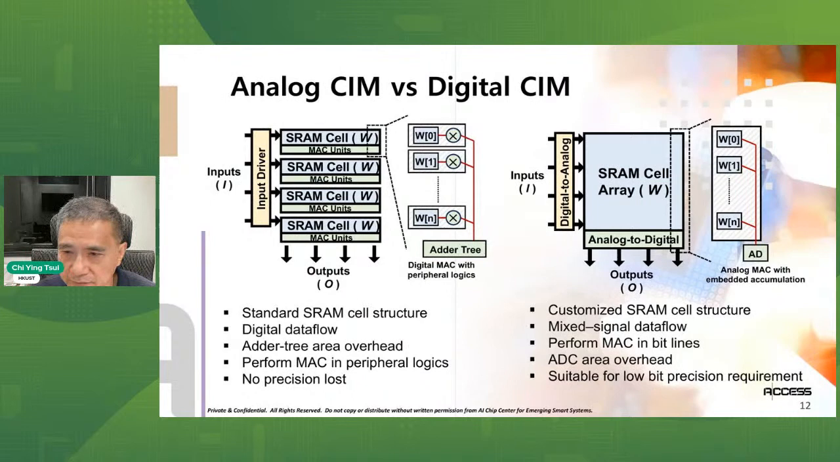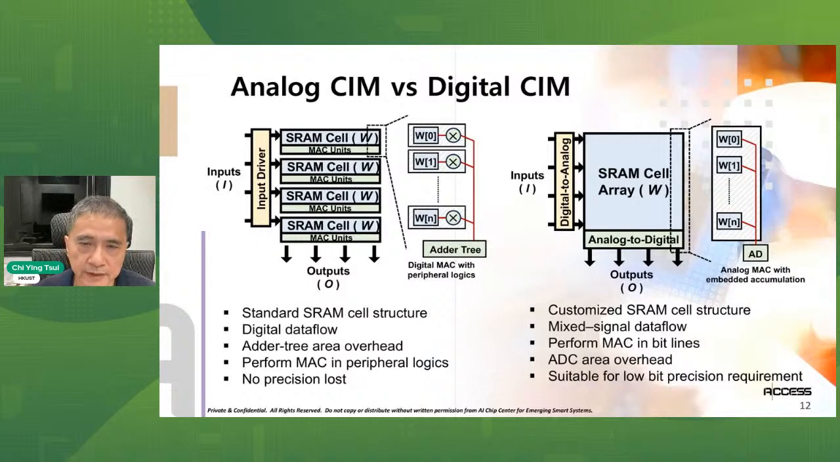For analog CIM, you don't need the extra adder. The accumulation is done by the summation of current or summation of charge, and then an analog to digital conversion converts the analog sum of all the accumulation into a digital signal.